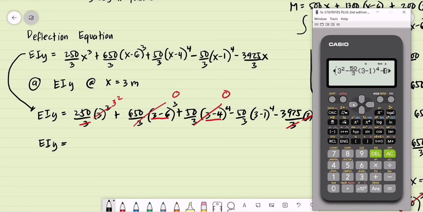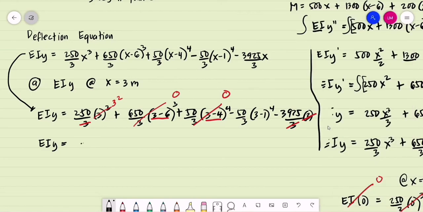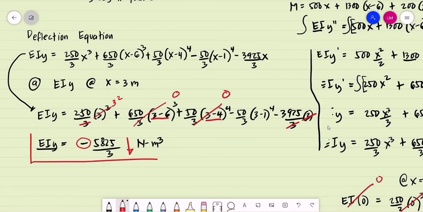We have a wrong grouping in our calculator. Okay. That is negative 5,825 over 3. So it's negative 5,825 over 3. The unit for EIY or the deflection is the Newton meter cube. Then if you are to observe, the sign is negative, which means the deflection is downward. So this will be our answer for letter A.